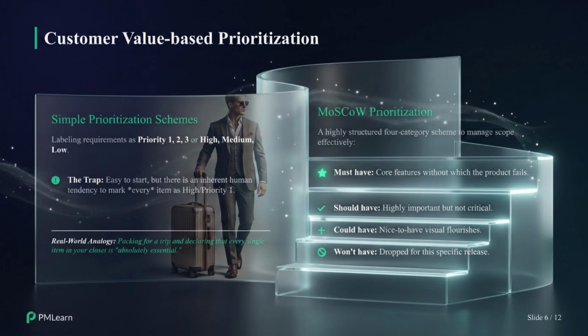To prevent this, we use the MoSCoW prioritization model. Must have: critical features. Without these, the product simply cannot launch. Should have: highly important, but we can survive without them temporarily. Could have: delight, nice-to-have elements. Won't have: explicitly out of scope for this specific release. MoSCoW creates clear boundaries so your engineering team knows exactly what needs to be delivered first.